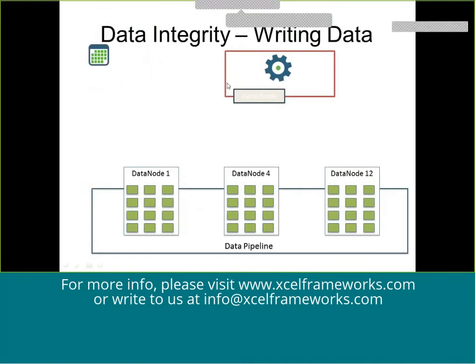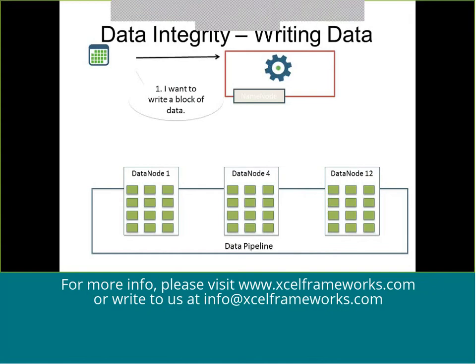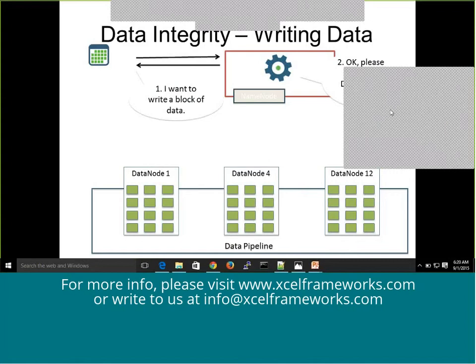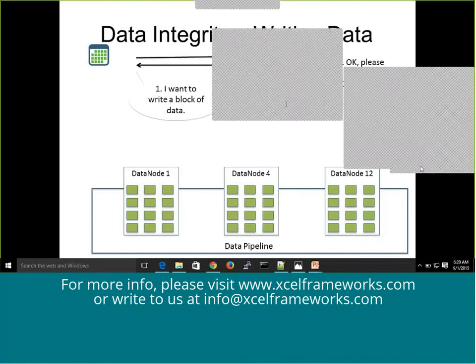Now coming to data integrity, how does data integrity happen? How is your fault tolerance achieved? How do you make sure the data is proper, that whatever you're writing is correctly being written? So what happens is the client is talking to the name node: I want to write a block of data. The name node says use the data nodes 1, 4, and 12.